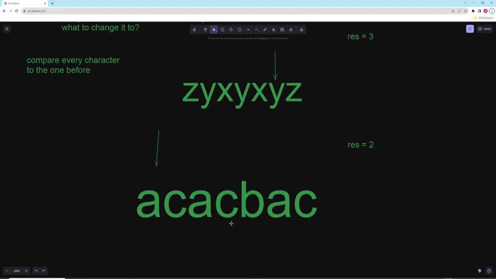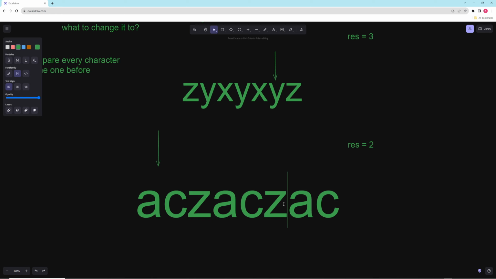So if we change this to like z, z, and z, now we have a valid string. So that's the last part. We can write that down. Start with the second character, if char and previous, so we can write this.